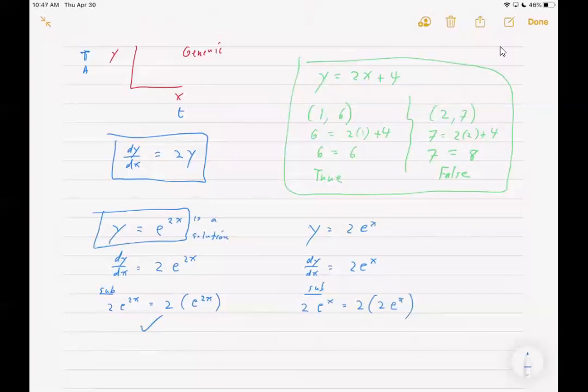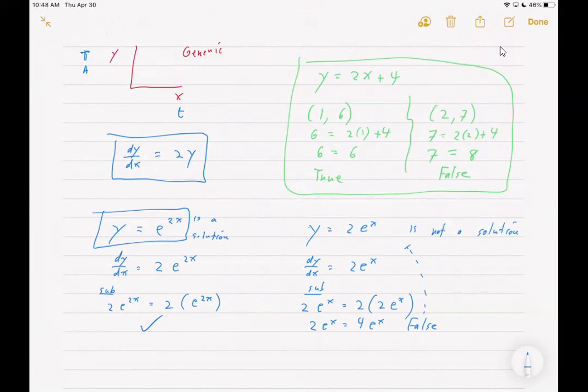And if you look at this, let's just do a little bit more algebra here. 4e^x. 2e^x does not equal 4e^x. In fact, there are no values of x that would make this true. So this is a false statement. That is false. Therefore, going back to the top, we can say this is not a solution.